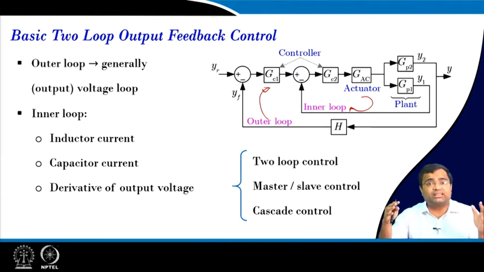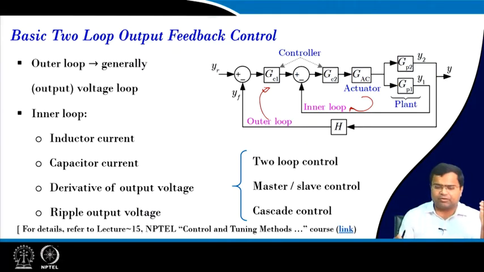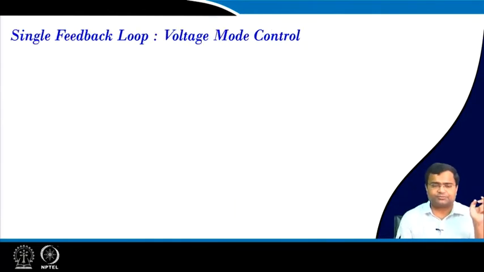And you can also take the derivative of the output voltage. In fact, we have discussed in the previous lecture, if we incorporate the derivative of the output voltage, you can have time optimal recovery in voltage mode control by suitably selecting the controller gain. So, we are not going to discuss in detail, this has been discussed already, and ripple output voltage can also be the outer loop, because this is for ripple based control, okay, and you can get detail about this in lecture number 15 in the previous course.